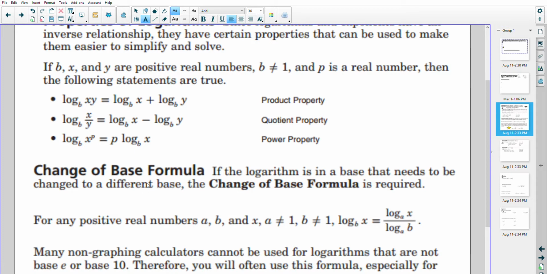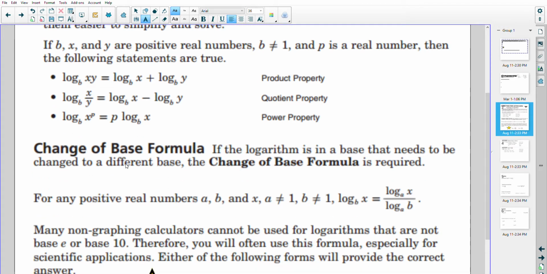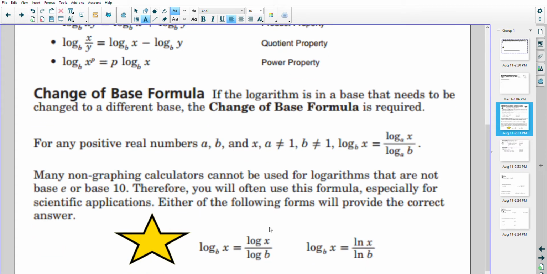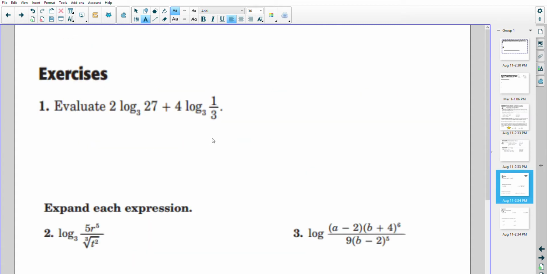And the last property is the change of base formula. Change of base formula basically says if you have log base b of x, it's equal to the log of some base of x over the log of some base of b. Now, normally you would break it down into the common log or the natural log. These would be equivalent ratios, so you could do either one. I want to go through a few examples of this.